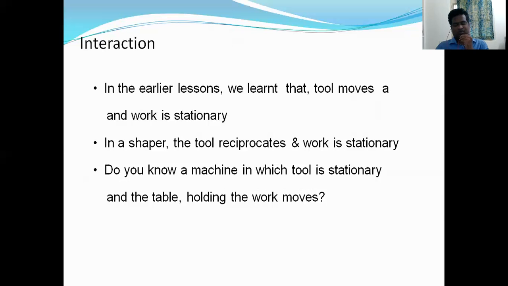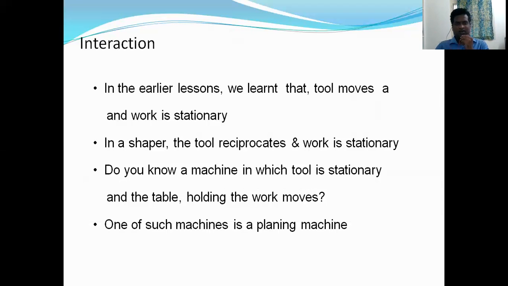So that is the machine we are going to discuss today. In a shaper, the tool reciprocates and the work is stationary. But here the work is moving and the tool is stationary. So what is that machine? Undoubtedly, we can tell that one of such important machines is a planing machine.